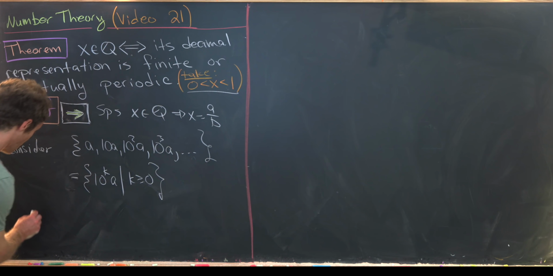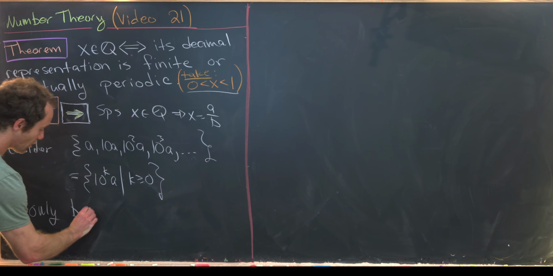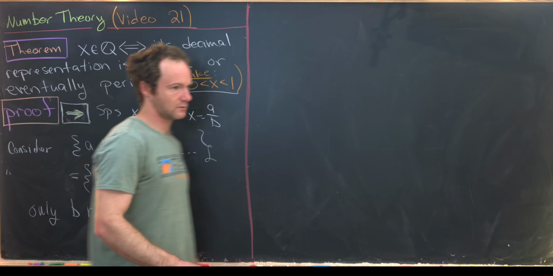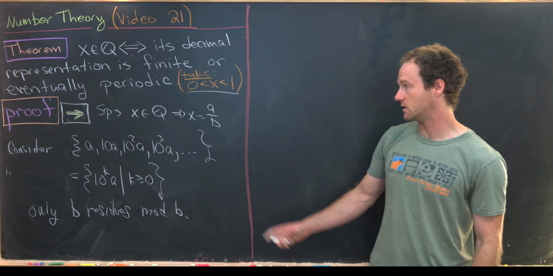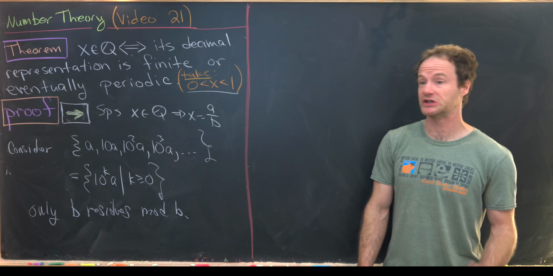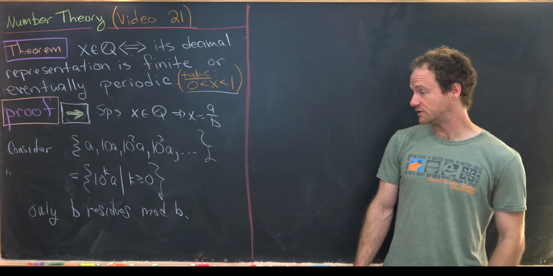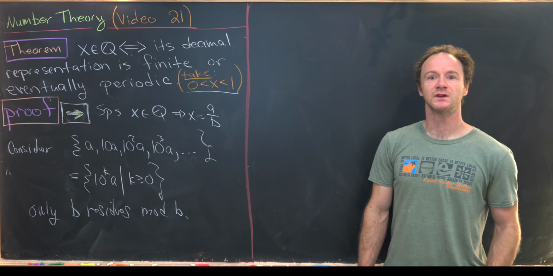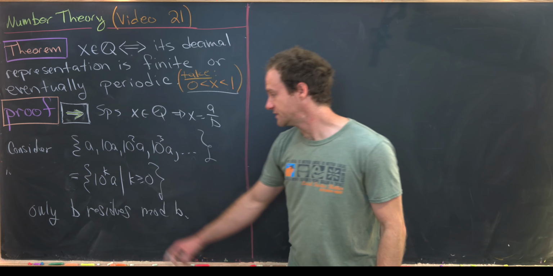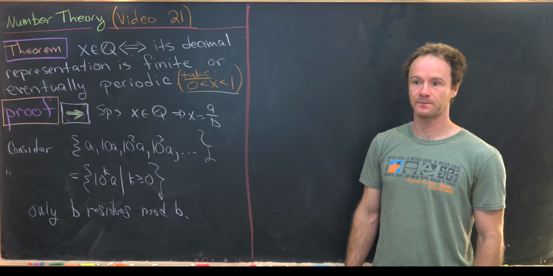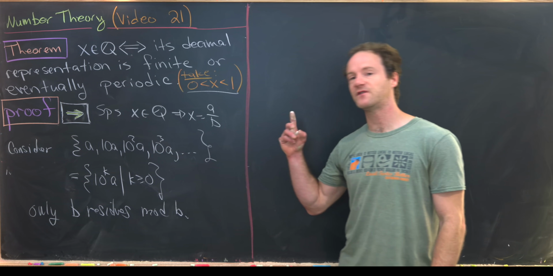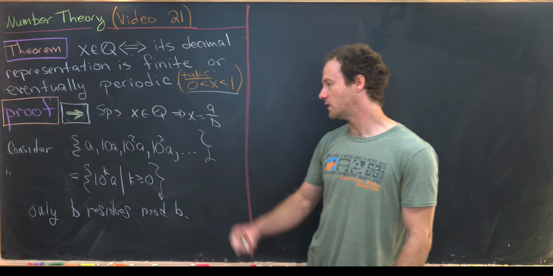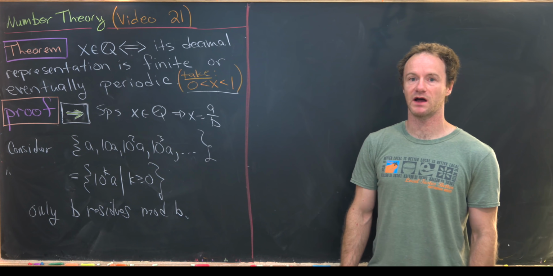But there are only b residues modulo b. That holds for any natural number, and b can be taken to be a natural number, so we're good to go there. There are only b residues mod b, or in other words, there are only b possible remainders when you divide something by b. So what we'll do is reduce everything in this set mod b. Given that this set has infinitely many elements, but there are only b possible residues, there must be 2 elements in this set that are congruent mod b.